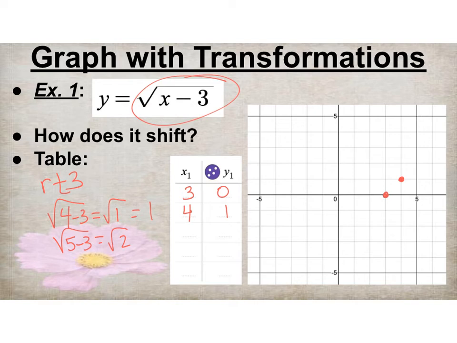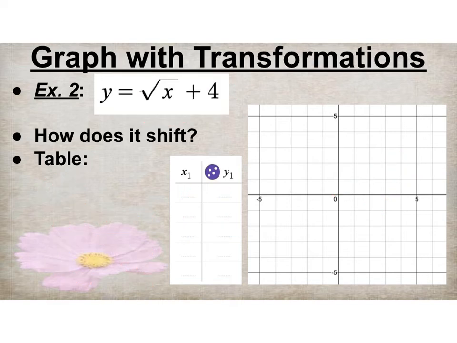The next perfect square is 4. So if I think about x minus 3 equals 4, then x would have to be 7. So that's going to be a good x value. I put 7 in, and I do the square root of 7 minus 3, which is the square root of 4, which is 2. So I have a point at 7, 2, and then I draw that with my arrowhead. You can see it was my parent graph shifted to the right 3.